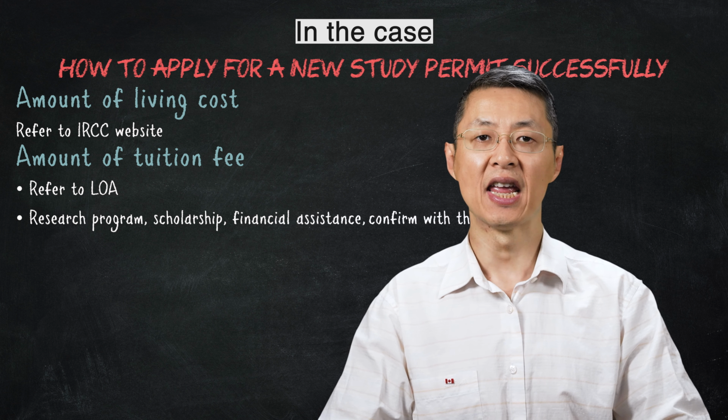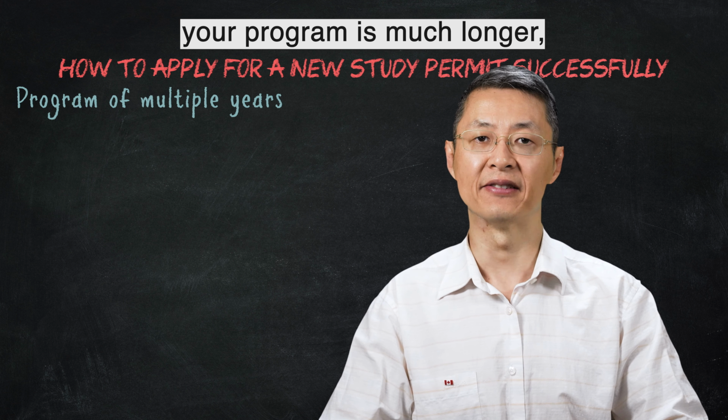In the case your program is much longer, for example, you are going to study a bachelor's degree program of 4 years, or you plan to send your child to Canada to study elementary school and will study throughout secondary school, which can be many years in total, it would be very similar if you have all the funds for so many years up front at hand. You can follow what I just explained to satisfy this requirement. However, if you have only, let's say, the funds for the first 2 years with a study plan of 6 years, you will need to prove that you will have enough money to support the rest of the years of study in Canada.